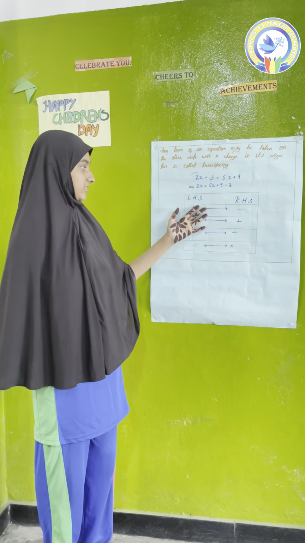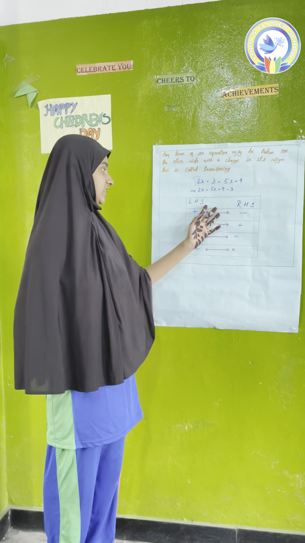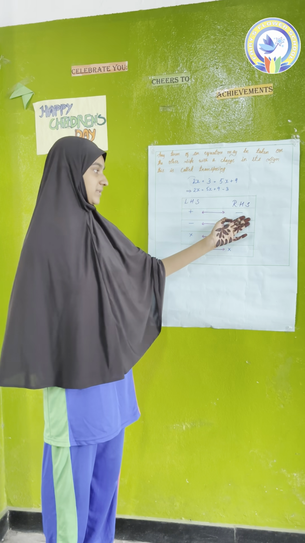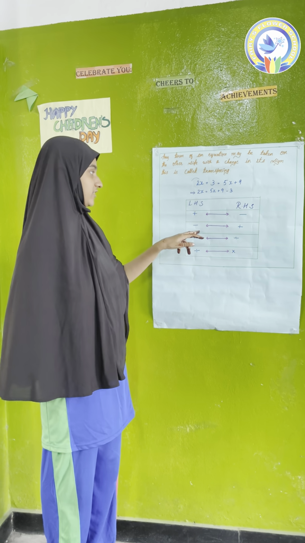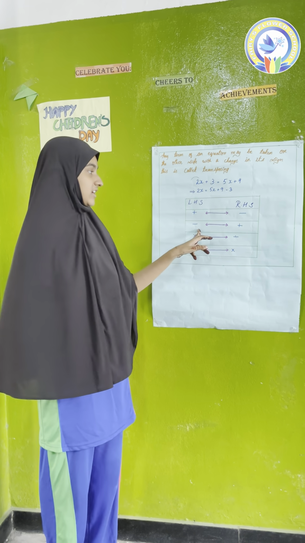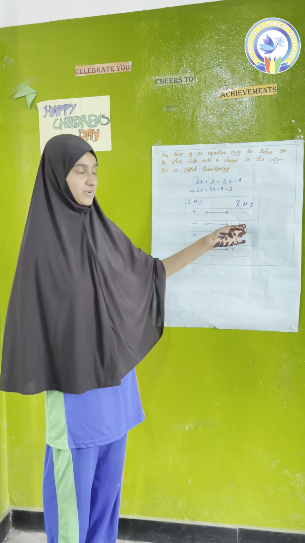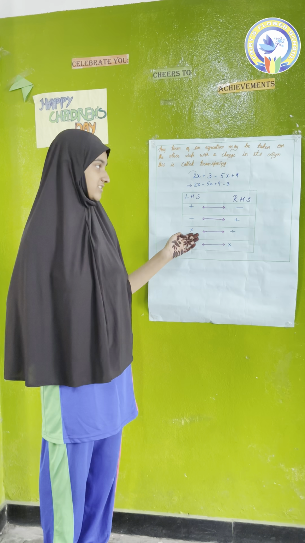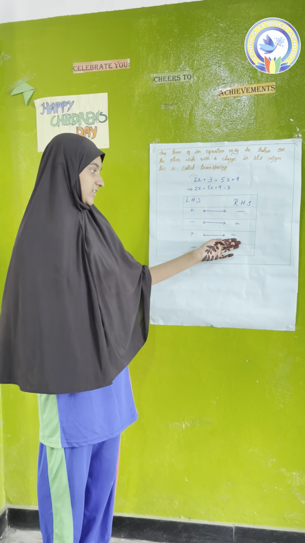Here are the LHS and RHS. If in the LHS there is a plus, when it goes to the RHS, it will become minus. Same here, if in the LHS there is a minus sign, when it goes to the RHS, it will become a plus sign. And in the LHS, if a multiplication sign is there, when it goes to the RHS, it will become division.